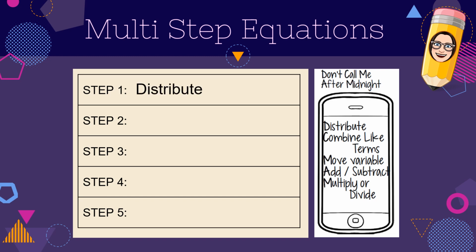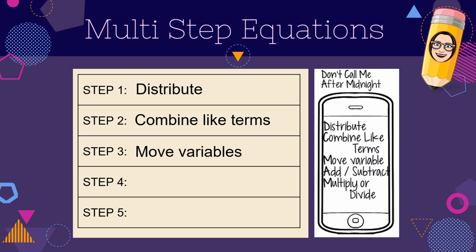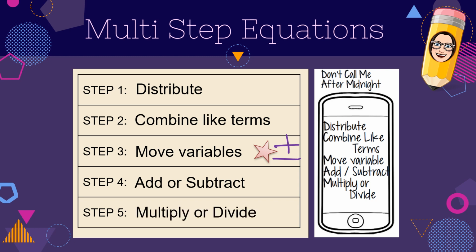I'm going to review them, and if you don't have them written down, jot them down. Step 1 is take care of any distribution with a grouping symbol. Step 2, we're going to do a lot more combining of like terms. Step 3, and the step we're going to really work on today, is moving a variable. And maybe add a little hint. You're going to move that variable by adding or subtracting. Step 4, undo any addition or subtraction. And step 5, you're going to undo any multiplication or division.